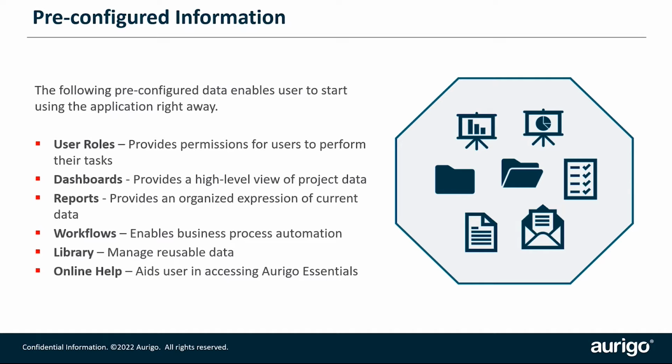Library, we have managed reusable data. Some of the examples that I showed you were project type and project category. Those are all defined in library, which you can reuse. Online help, which I talked about initially. At any time, if anybody is stuck and wants to read more, they can click that help and it will give you context sensitive information related to the form that you are currently in. These are some of the pre-configured information.